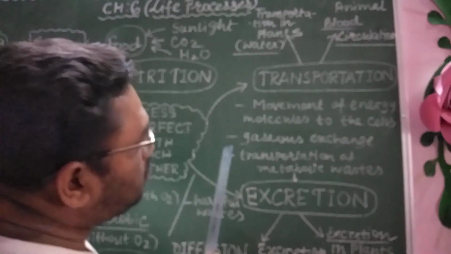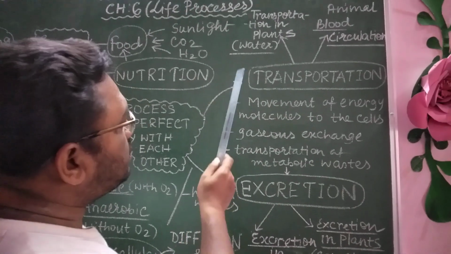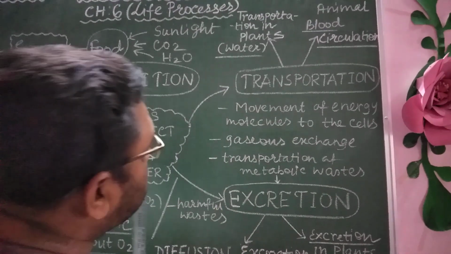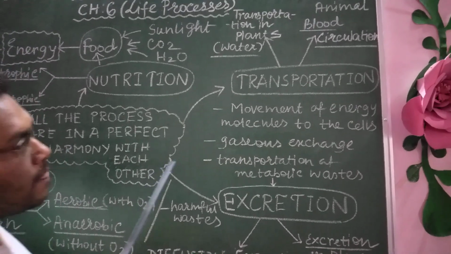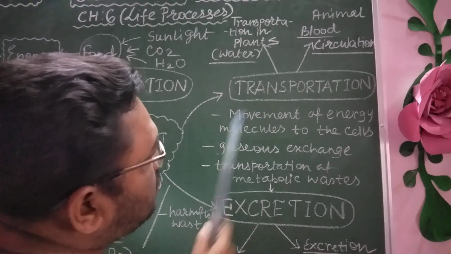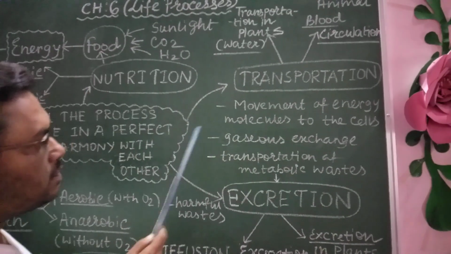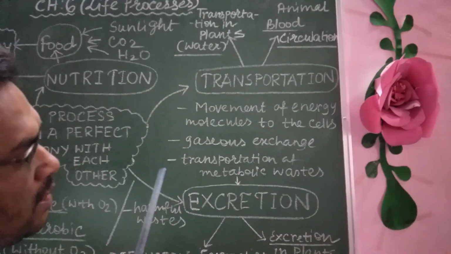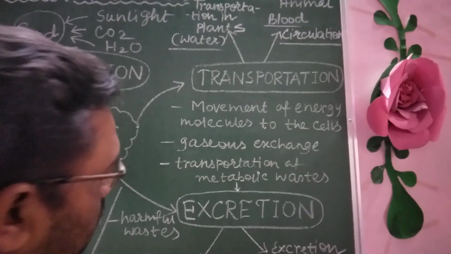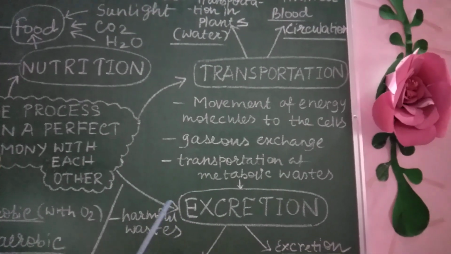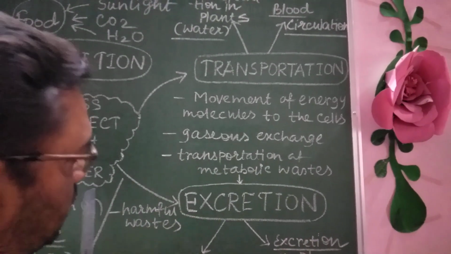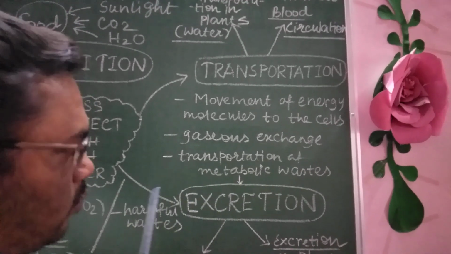For transportation, mediums are also needed. In plants, the medium is water, by which transportation occurs. And in animals, blood is the medium through which this transportation occurs. The main three objectives of transportation are movement of energy molecules to the cells, gaseous exchange, that is oxygen and carbon dioxide exchange, and transportation of the metabolic waste.